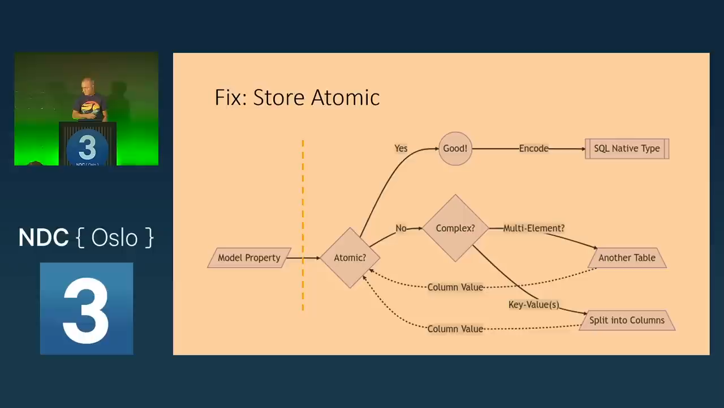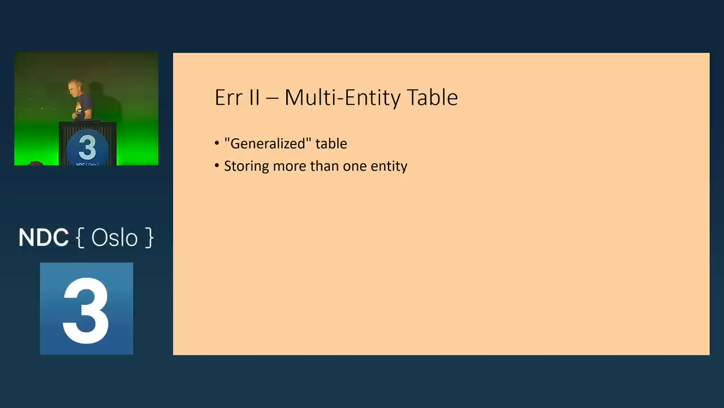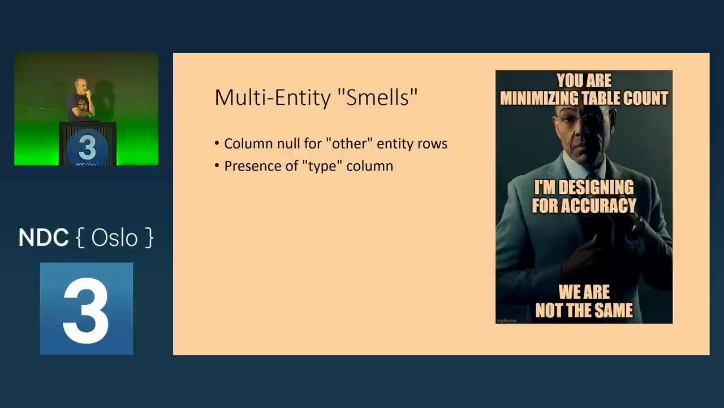Which brings us to error two I see a lot, multi-entity table. Multi-entity table is a generalized table. It's a table that wants to store kind of the parent or the base, and also all its children in one row. And the thing about it is that you can see it when you see rows which have either patterned or unpatterned columns that are always null for some rows and not null for others, and they interleave with rows that are null for others but not for some.